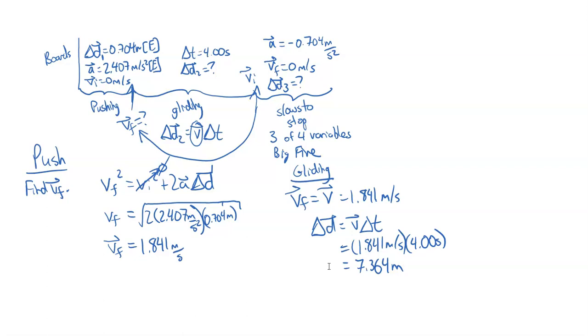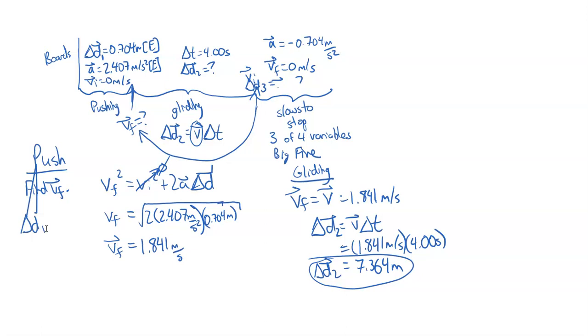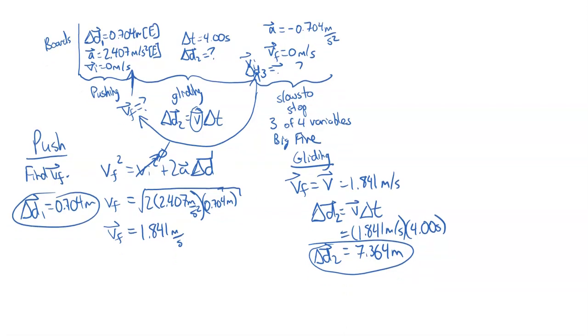And this, just to be clear, we gave a subscript here. We call this delta d2. So it's the second displacement here along the gliding section. So the displacement there is 7.364 meters. We knew from before, we were given that the displacement along the pushing section was 0.704 meters. So the only other displacement we now need to find is that third displacement along that last bit. So let's go ahead and solve for that.